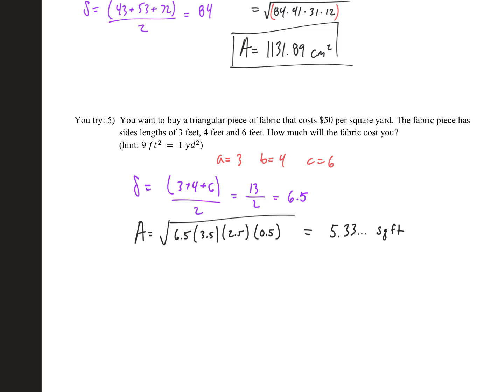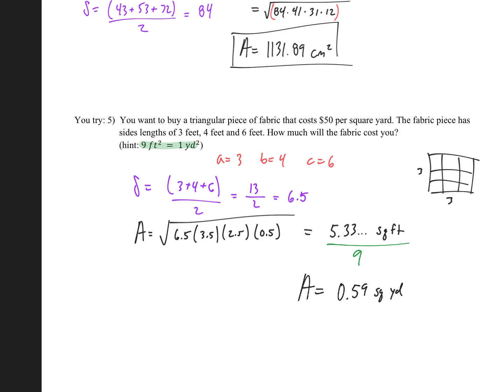Don't make the mistake of thinking that there's 3 square feet in a square yard. There's actually 9 square feet in a square yard. A yard would be 3 feet by 3 feet, so how many square feet would be in a square yard? There'd be 9 of them. And so to get how many square yards there are, we need to divide this by 9. So the area is about 0.59 square yards.